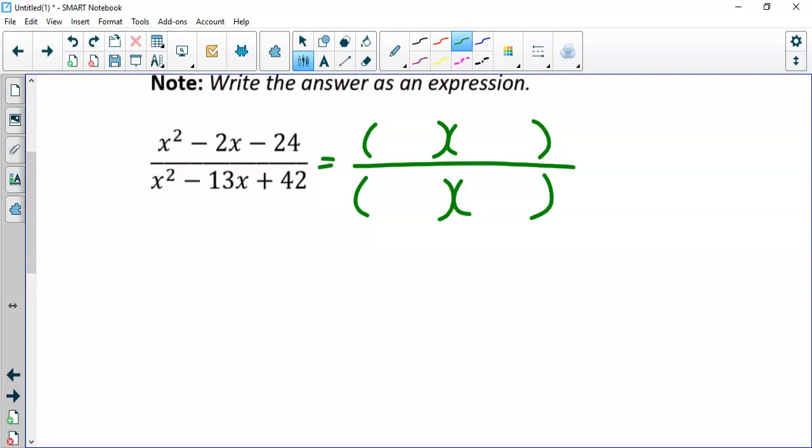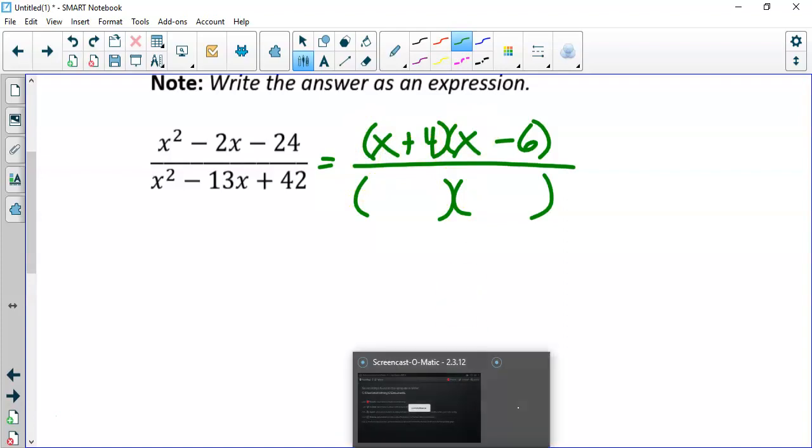Four and 6 for the top one. 4 and a negative 6. Because we need two numbers to multiply to a negative 24, but add to a negative 2. So yeah, a positive 4, negative 6, those multiply to the negative 24. And when you add them, you get the negative 2. So there's your top. Absolutely.